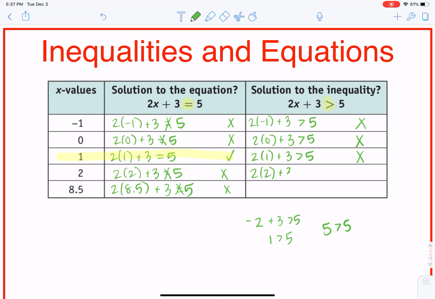2 times 2 plus 3 is greater than 5. That's going to give me 4 plus 3, which is 7, and 7 is greater than 5. So here we have a nice winner. And let's go back to my pencil. 2 times 8.5 plus 3 will certainly also be greater than 5. So it looks like here we have 2 winners. We have 2 solutions to this inequality. There are 2 times where the numbers I plug in are greater than 5 when I multiply them by 2 and add 3 to them.